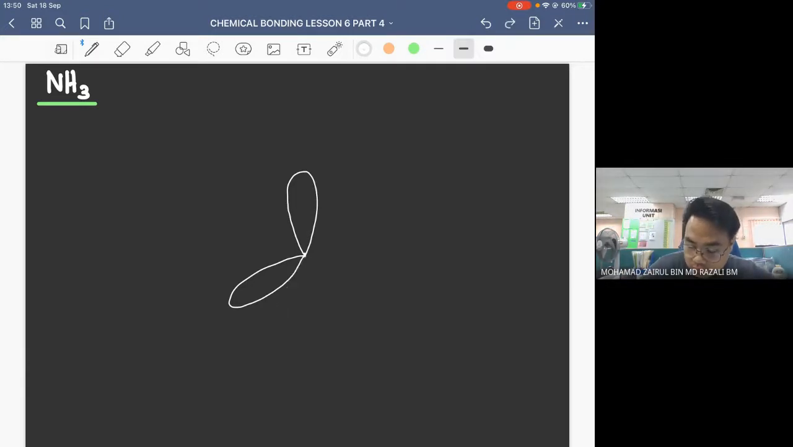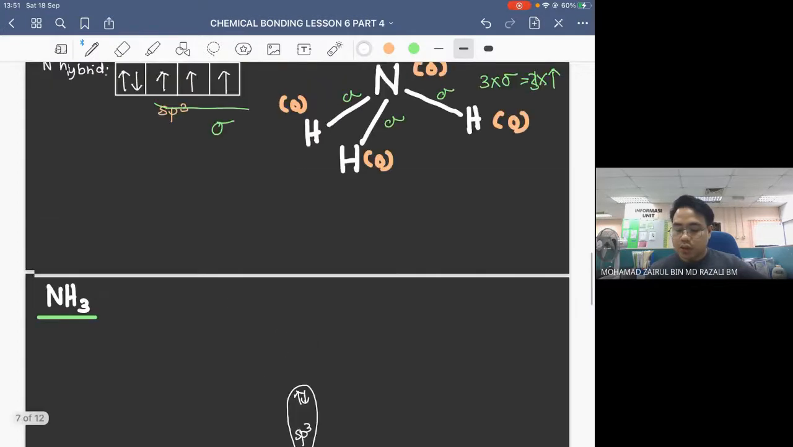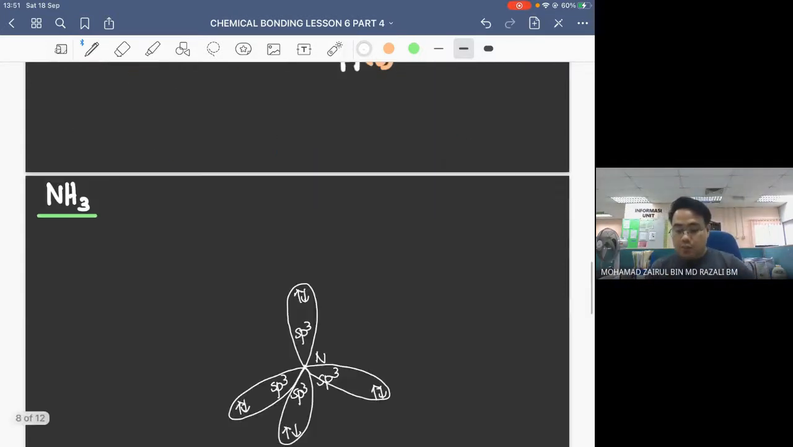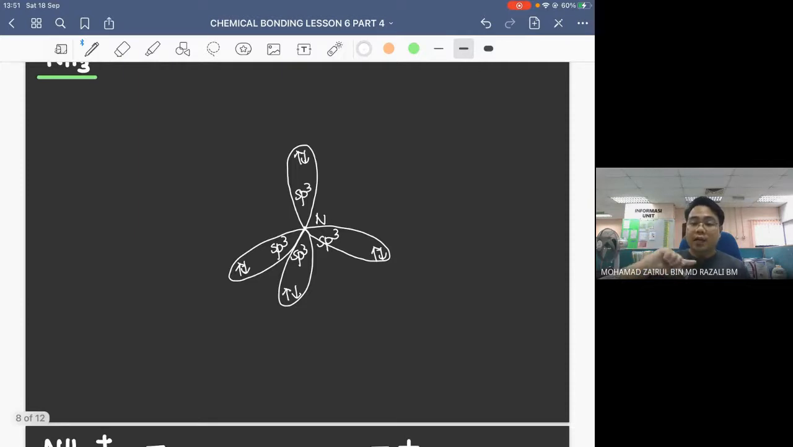So 2, okay, and then another one dekat sini. Okay, dan ni label nitrogen dan kita terus label setiap lobe. Okay, after awak label setiap lobe tu, kita terus lukis dia punya pair elektron. So kalau awak tengok dekat Lewis structure ni, geometri dia, lone pair itu berada dekat atas. Dia tak berada dekat base, dia berada dekat atas. So maknanya awak punya orbital overlapping diagram pun mesti selari dengan geometri yang awak lukis tu.